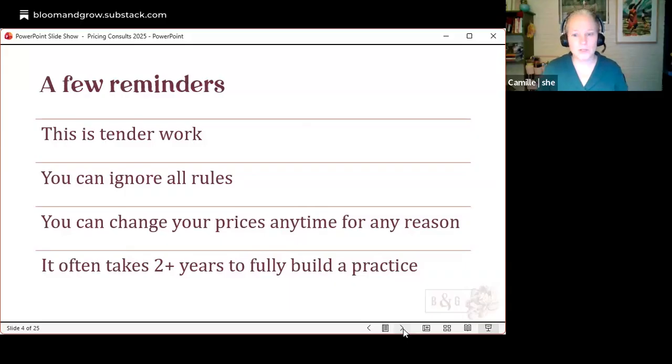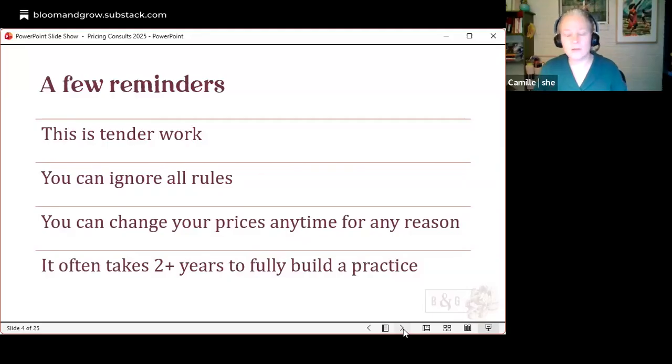So I'm going to give you some options, but you can throw all the options out and choose something else because we're all just figuring this out as we go. Nobody can tell you the right perfect price for you. And so if some of these things don't resonate with you, you can just ignore them.